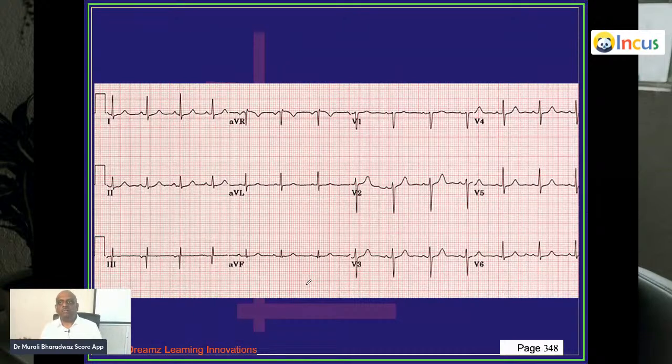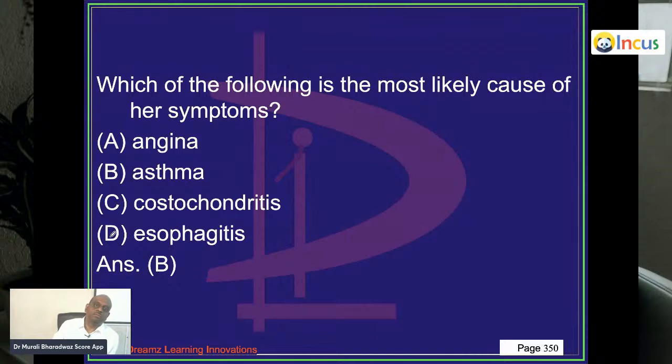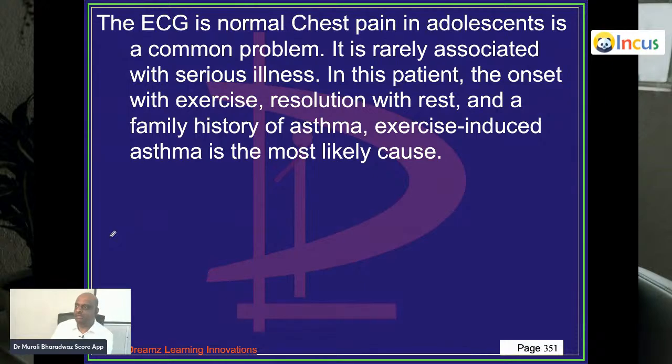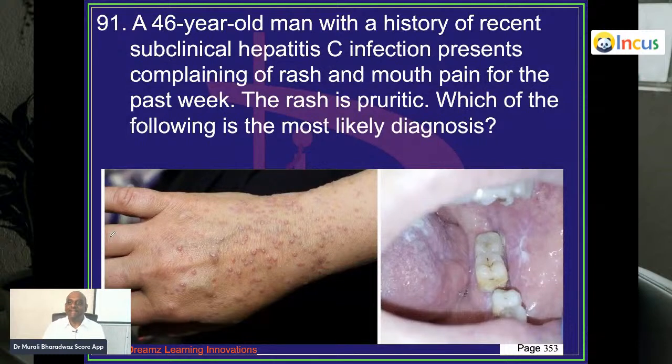Her ECG is normal. Typically, lead 1 is looking up, lead 3 is looking up, means normal axis. Right? So, what's her reason for those symptoms? It is simple asthma. ECG is normal. Chest pain is common in adolescents, is what we need to remember.